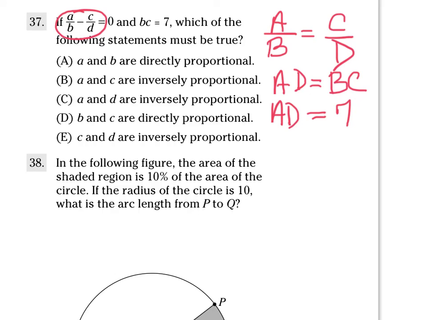And then you have to figure out which of the statements must be true. Because AD equals a constant, that means a and d are inversely proportional. So that would be answer what? C? Yeah.